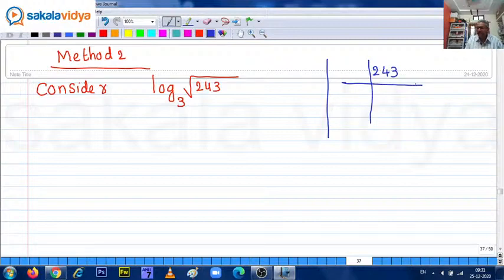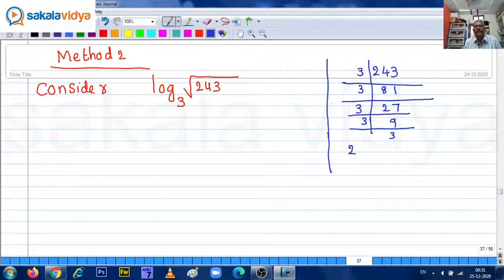243 is not divisible by 2, so try with 3 first of all. 3 8s are 24, 3 1s are 3, 3 2s are 6, 3 7s are 21, next 3 9s are 27, next 3 3s are 9. So this 243 is equal to 3 raised to 5.